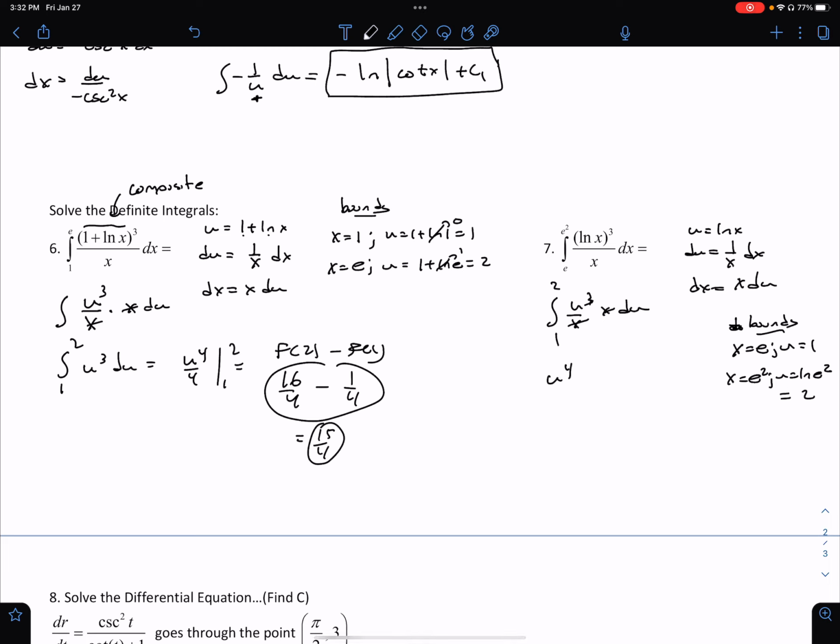Integrating, we get u to the 4 over 4 from 1 to 2. And again, we just do our FTC. So we plug in the 2, 16 over 4 minus 1 over 4. I'm beginning to see a pattern here. I don't think everything's 15 over 4. But very easy to do here.